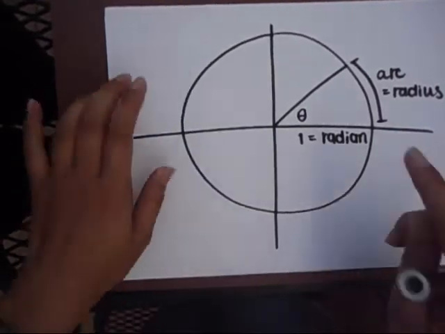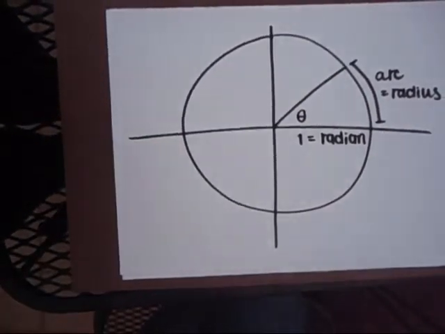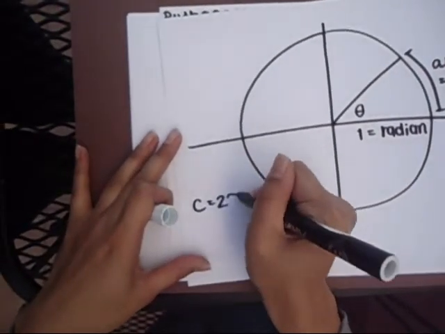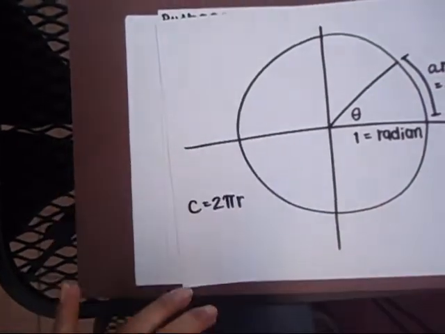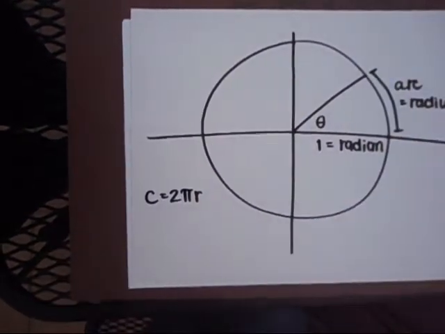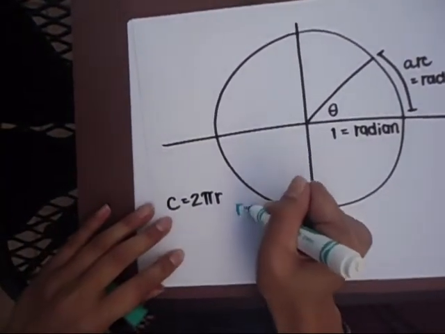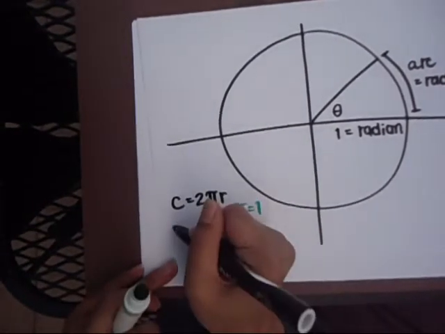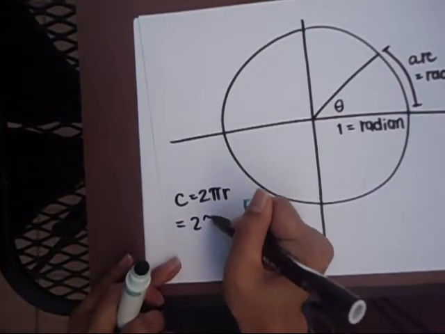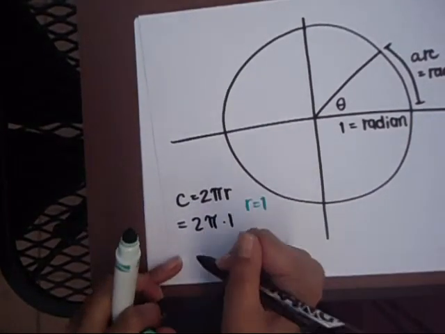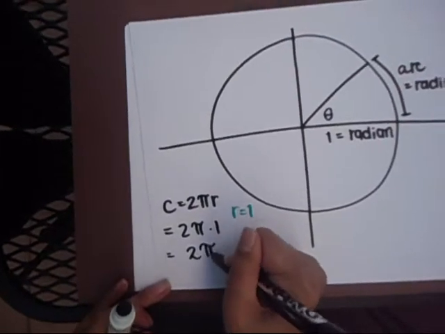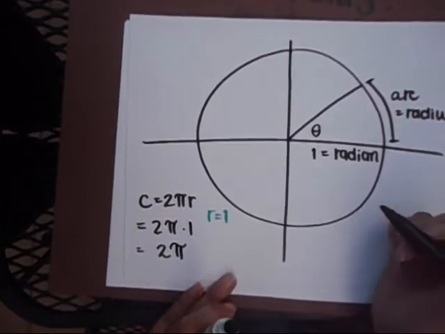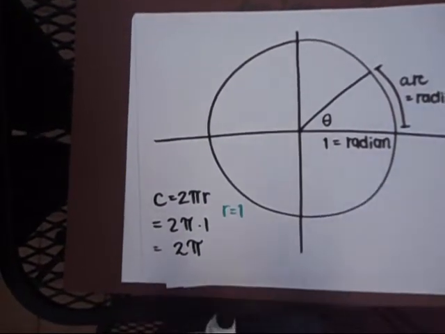Okay, so the circumference of a circle is basically C equals 2 pi r. And because r equals 1, we could say that C equals 2 pi times 1. So it would just be 2 pi. So in a circle, there are 2 pi radians, which equal 360 degrees.